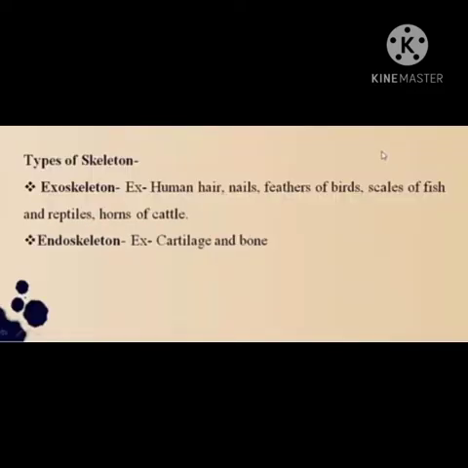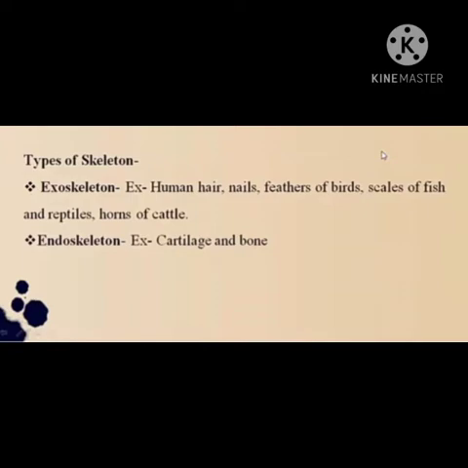There are two main types of skeleton, exoskeleton and endoskeleton. Exoskeleton is actually all the hard parts which are present on the outer surface of the body. They are called exoskeleton. For example, human hair, nails, feathers of the bird, scales of fish and reptiles, and horns of cattle. Horns means sing, and hoofs of cattle. Hoofs means खुर, which are in the feet of cows and cattle, okay, right?